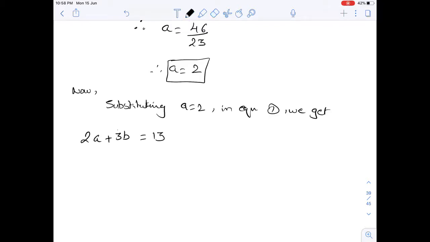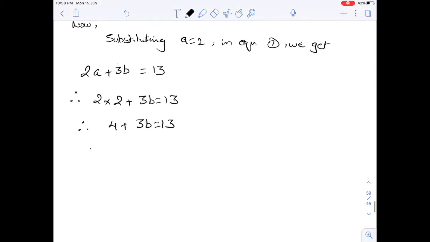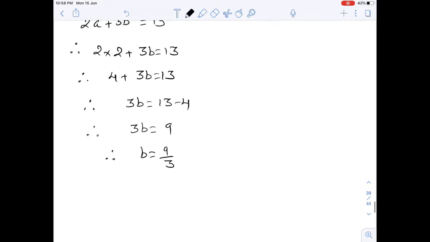Now instead of a, what will we consider? 2 into, wherever a is there, we have to put the value as 2. 2 into 2 plus 3b equals 13, therefore you will get 4 plus 3b equals 13, therefore 3b equals 13 minus 4. What we have done, we have changed the side of this 4. Here it was plus, on the other side it will become minus. So you will get 3b equals 9, therefore b equals 9 upon 3, therefore b equals 3.